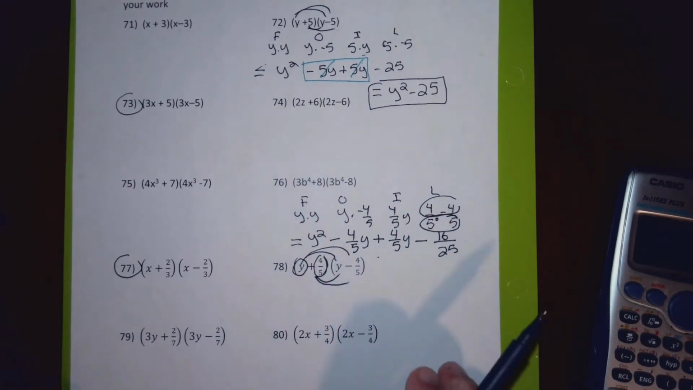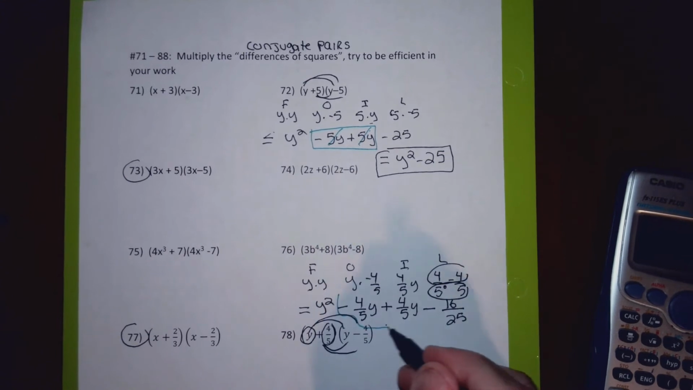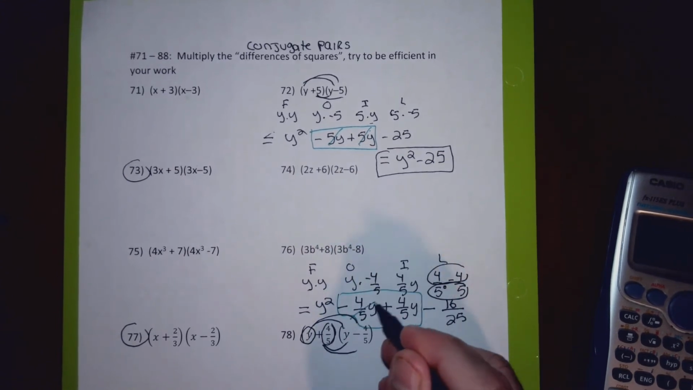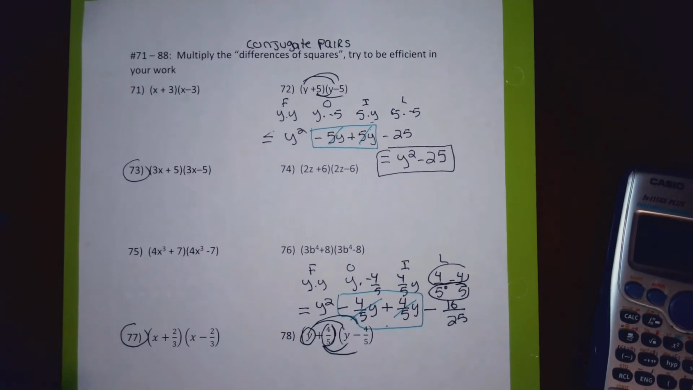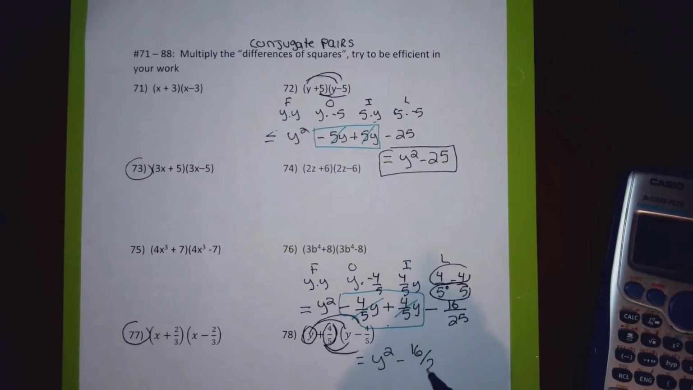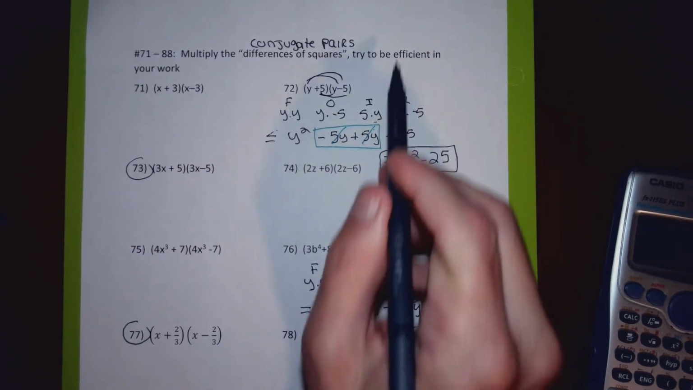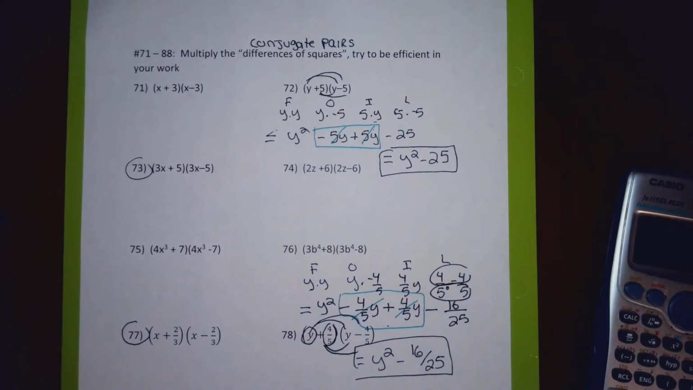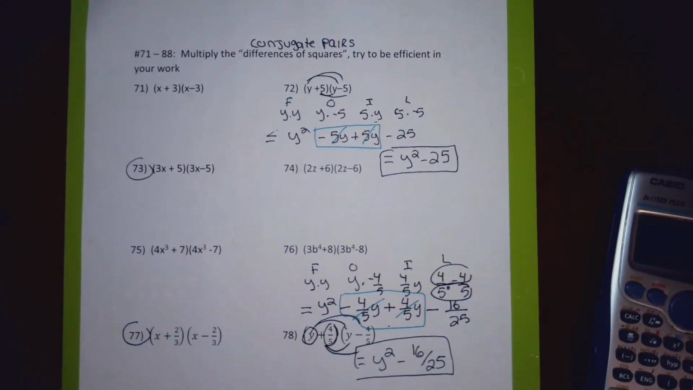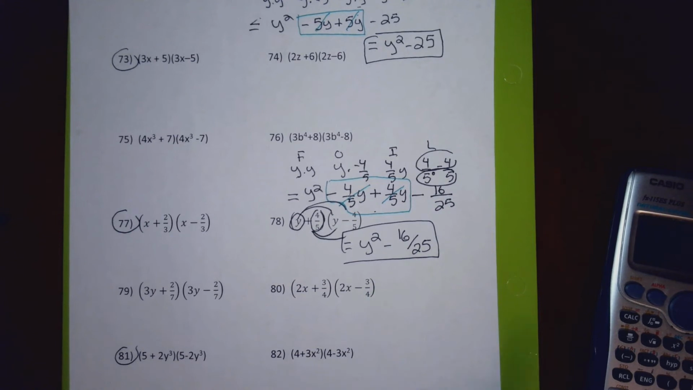Always, when I go to multiply conjugate pairs, I should try to be efficient because you don't have to do all 4 steps of foiling, because the outers and the inners, if you actually name these, will always be opposites and they'll always cancel. So if I can look at a multiplication of binomials and realize that it's a difference of squares multiplication or a conjugate pairs multiplication, then I don't have to do the outers and the inners. And that's in the instructions where it says try to be efficient. I try to be efficient by skipping the stuff that I know is going to cancel. So for an answer for 78, it's going to be y squared minus 16 over 25.